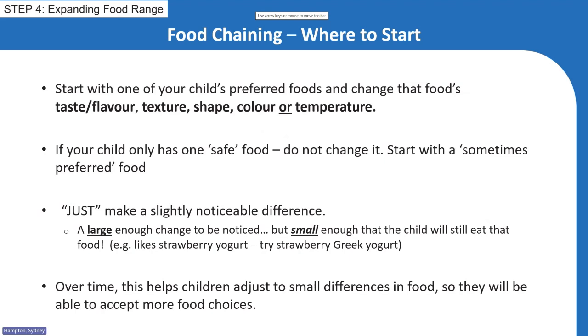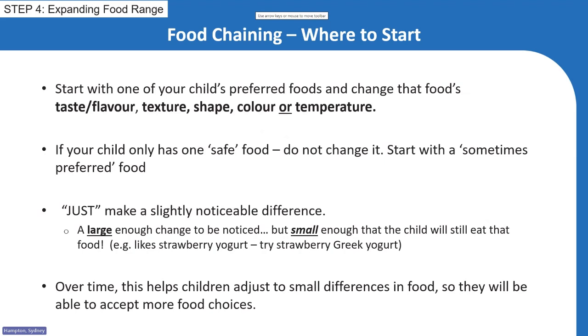Another way that we can chain the food is just to make a noticeable change in the food. Every child may like a little bit of change, or some may tolerate a little bit more change. That threshold's going to be different each and every time. So for some children, this might mean adding small amounts of, say, 1 teaspoon of Greek yogurt into their regular yogurt.